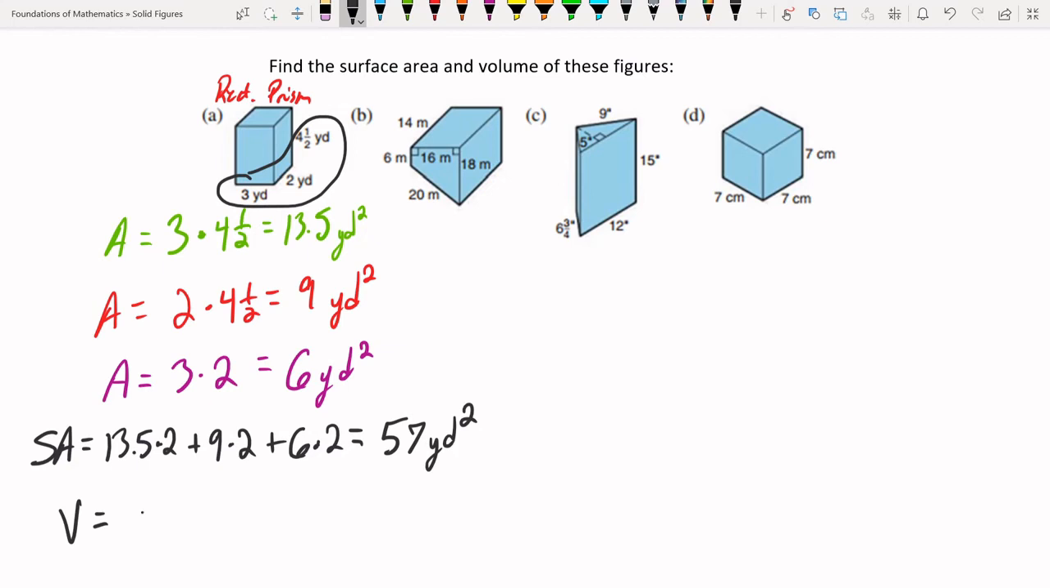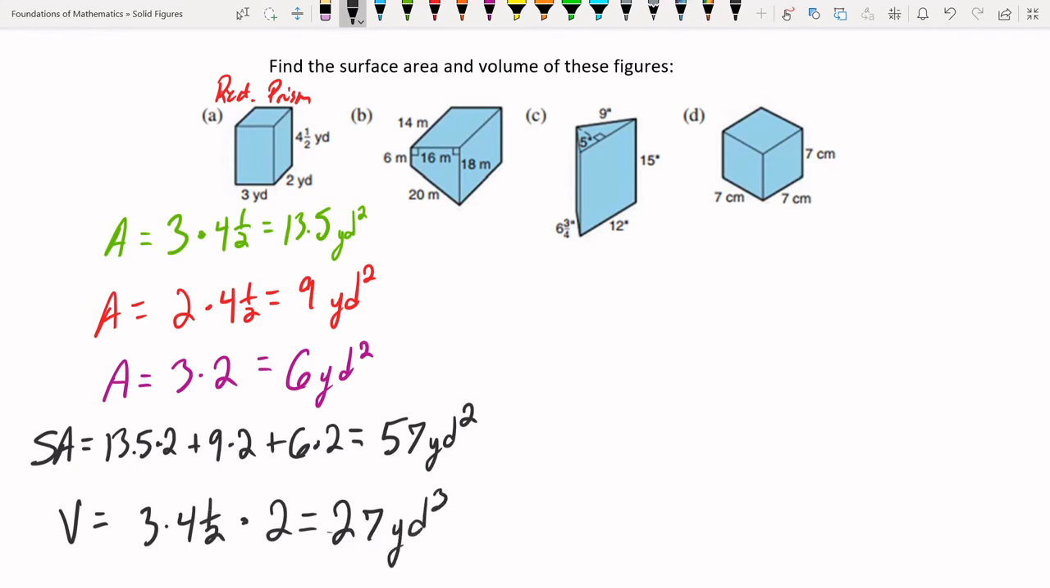So we have 3 times 4.5. That's the area of the front face. And then multiply that by 2, the distance between the 2 faces. Doing that gives us 27. And a volume measurement is cubic. So it's going to be yards cubed. You can see that by having 3 yards times 4.5 yards times 2 yards. Yard times yard times yard is yard cubed.